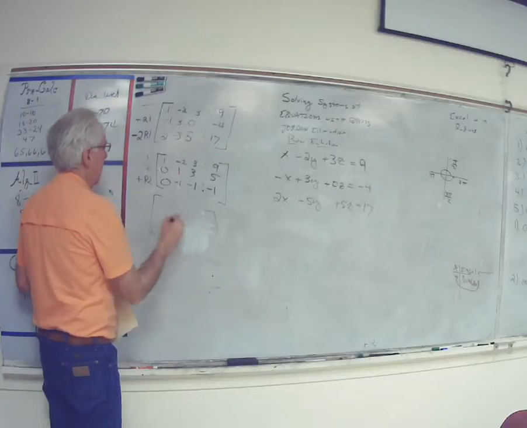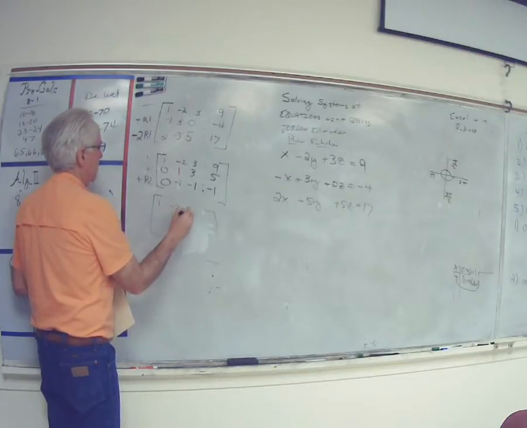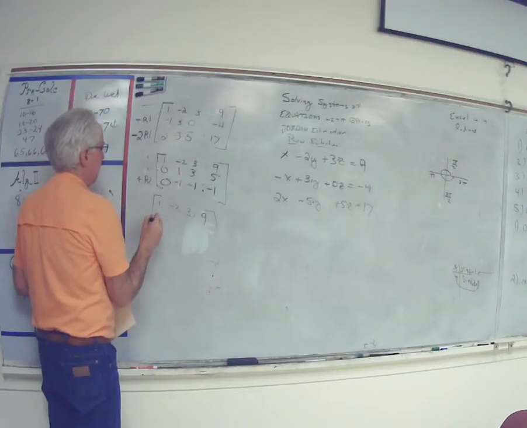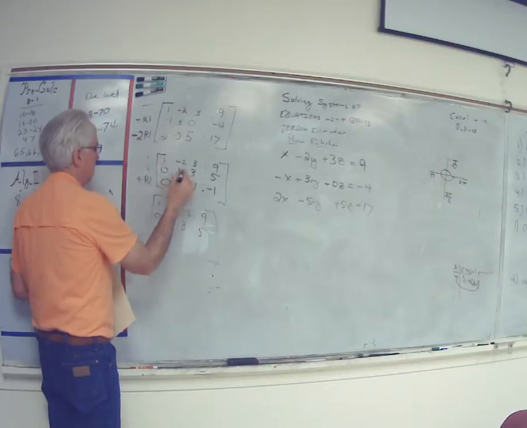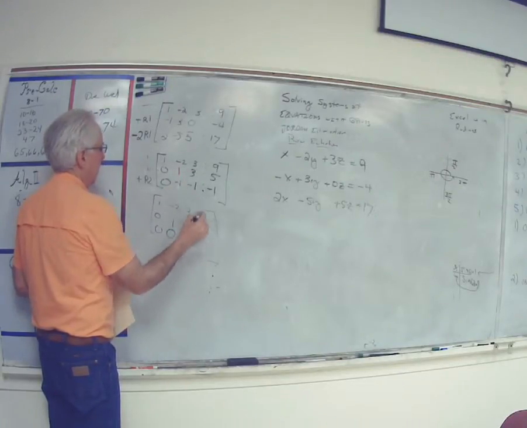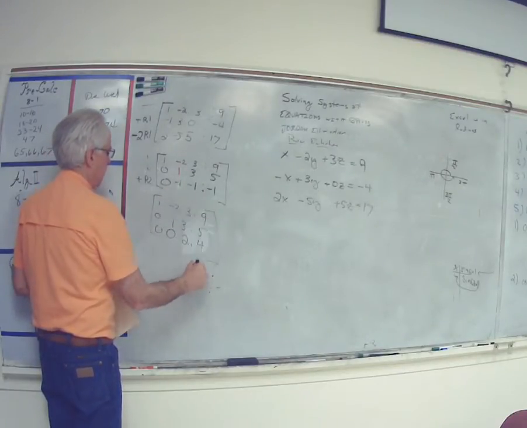And so now I have 1, minus 2, 3, 9. Then I'm going to have 0, 1, 3, 5. Now I'm going to add row 2. 0 plus 0 is 0. Minus 1 plus 1 is 0. Minus 1 plus 3 is 2. And minus 1 plus 5 is 4.